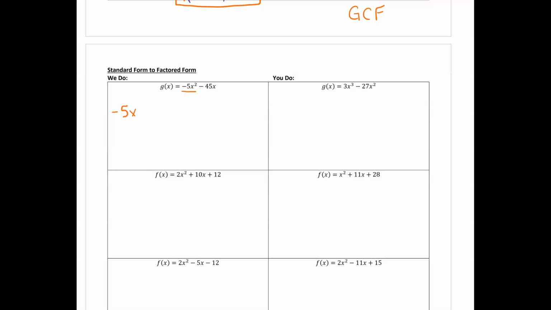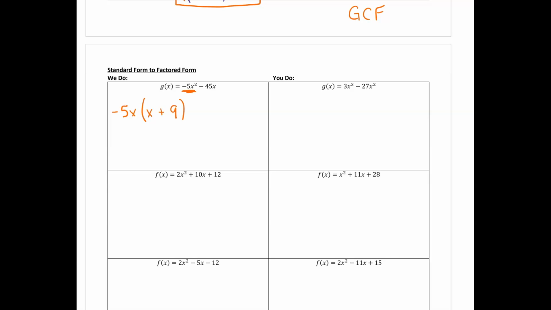And factoring is just undistributing. We're finding out who the neighbors were that met to get -5x squared minus 45x. So I'm going to factor out a -5x. And when I do that with this first term, I'm just left with an x. And when I factor a -5 out of the other term, then I'm left with a +9.